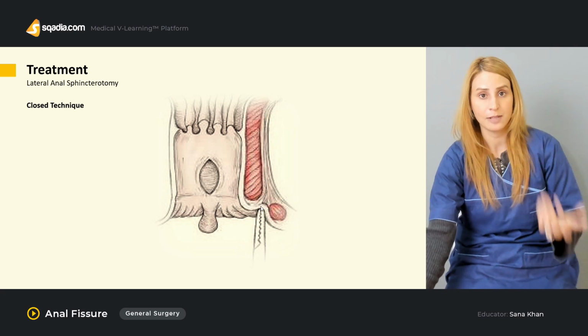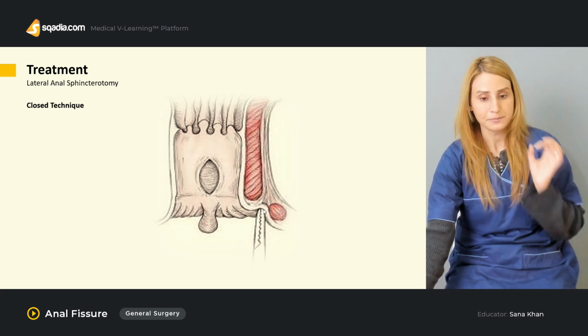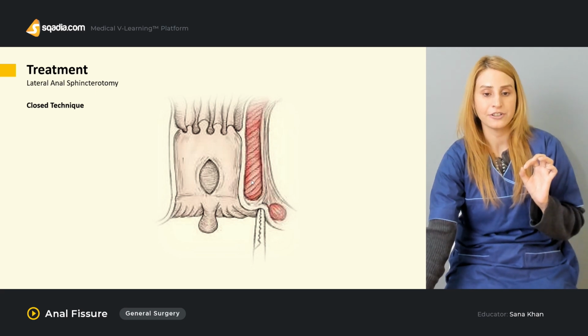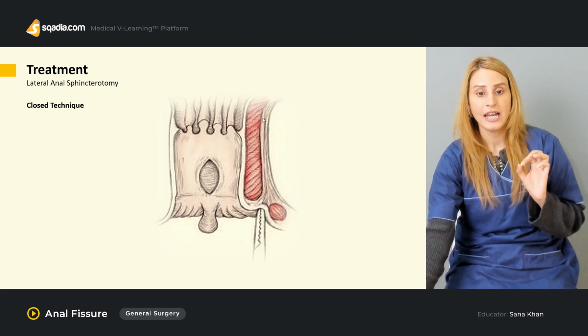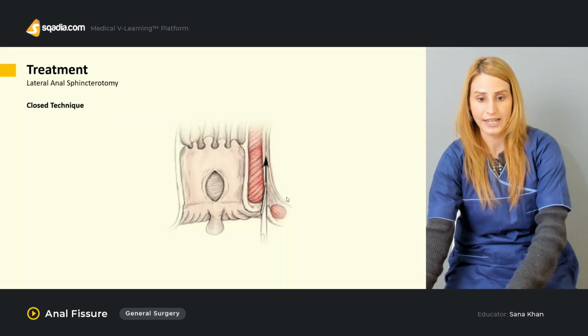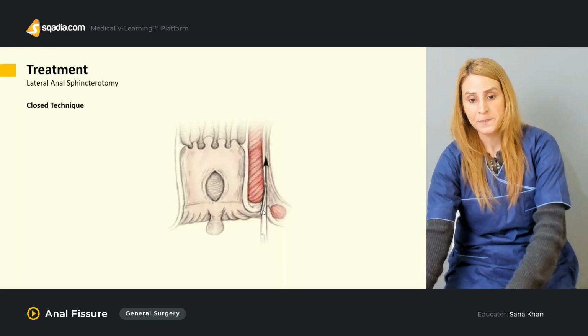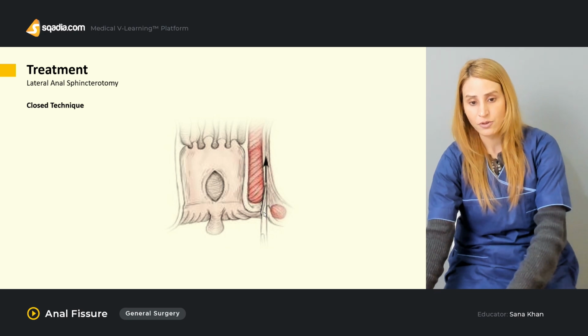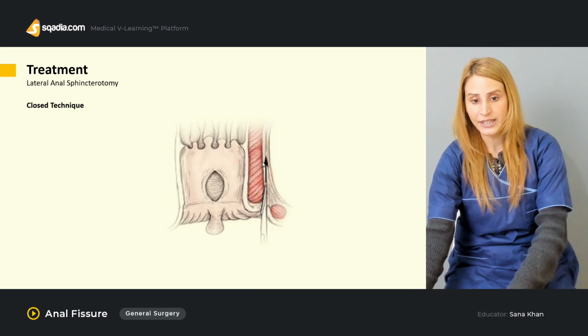You're inserting a scalpel and keeping the tip of the scalpel here, and you're dividing the distal fibers from these proximal fibers. You divide the 2/3, and 1/3 of the internal fibers are left in place. So this is actually the closed technique. See, you're going in the intersphincteric, submucosal plane, and you go all the way here.